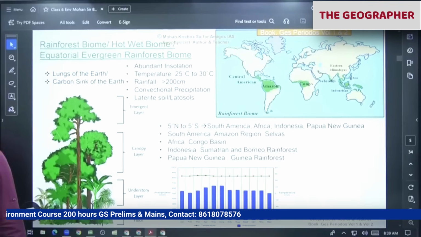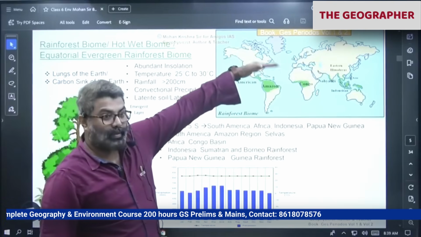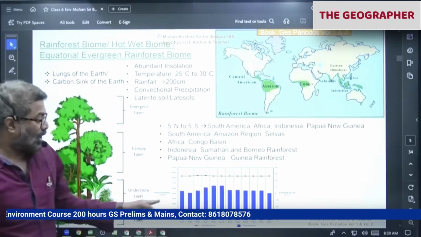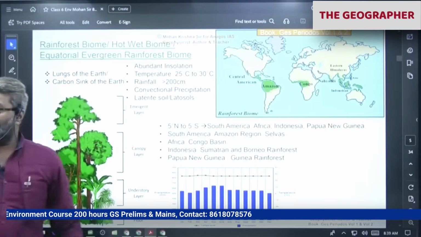That we don't experience here. One month high, one month low. Every month we have different temperatures here, because we are away from the equator. So equatorial areas almost 25 to 30 range only they'll experience. Rainfall always very high.